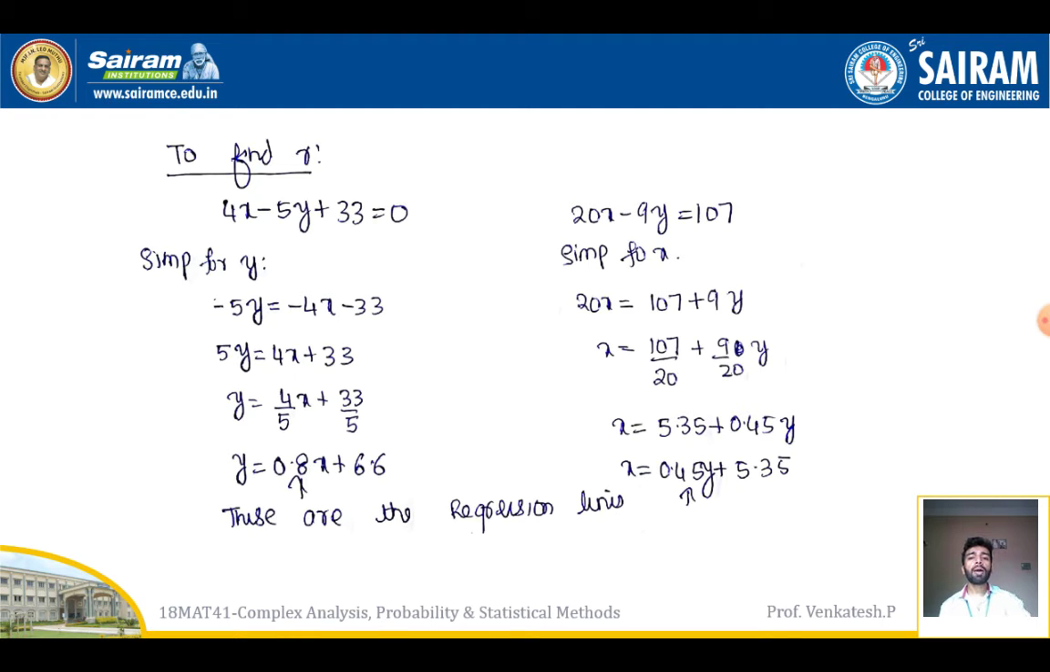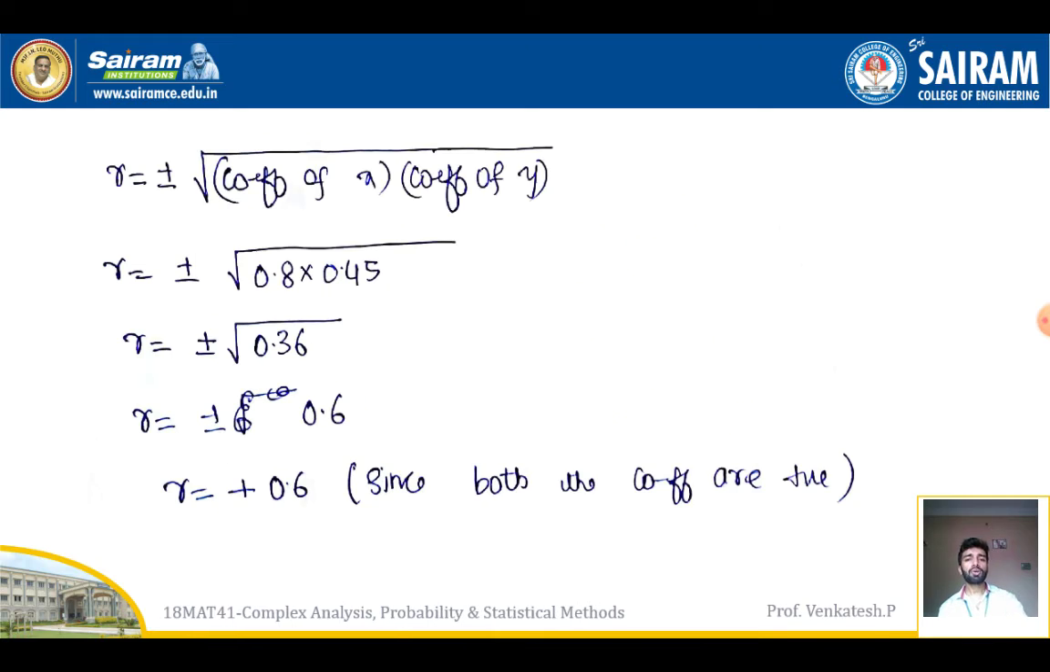So in this one, 0.8 is the coefficient of x and 0.45 is the coefficient of y. Take the formula: r is equal to plus or minus square root of coefficient of x into coefficient of y. Replacing the values 0.8 and 0.45, I'll get r is equal to plus or minus square root of 0.8 into 0.45. I'll get r is equal to plus or minus square root of 0.36, so r is equal to plus or minus 0.6. Finally, we can take r is equal to plus 0.6, since both the coefficients of x and y are positive here.